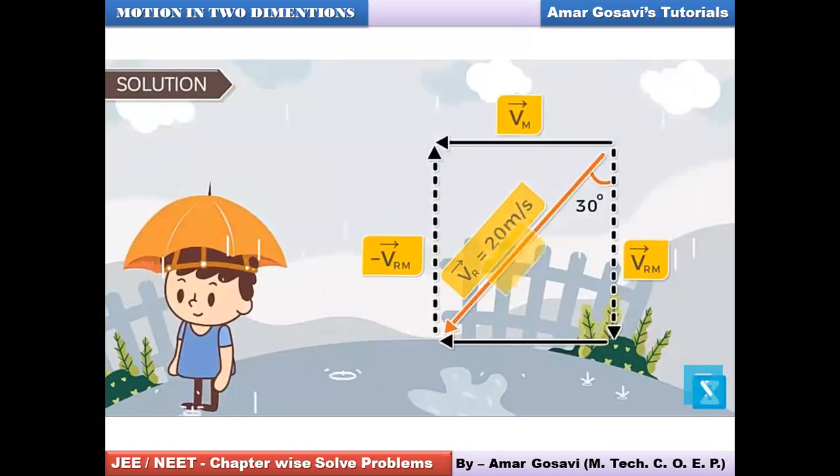Yeah, so here you can see this is how the rain is moving towards the ground. The speed of rain is 20 meters per second, and the angle of inclination is 30. Obviously the man is moving in this direction. So suppose this is the direction of the man, Vm, to counter it. So this would be the relative velocity of rain with respect to man.